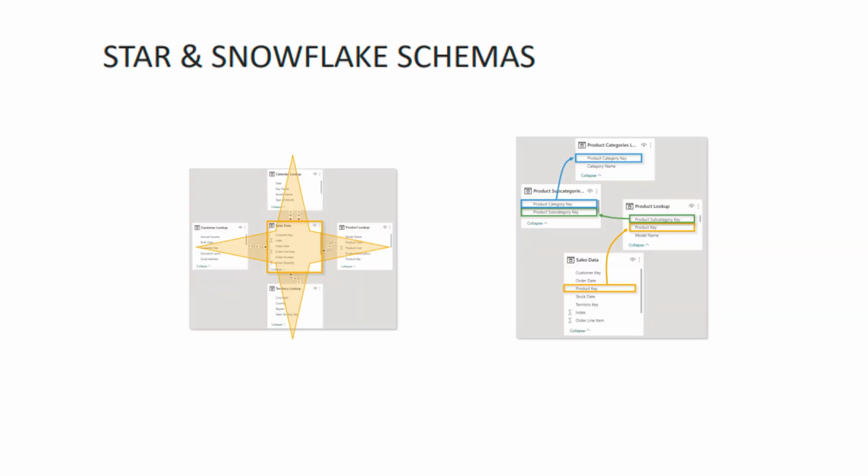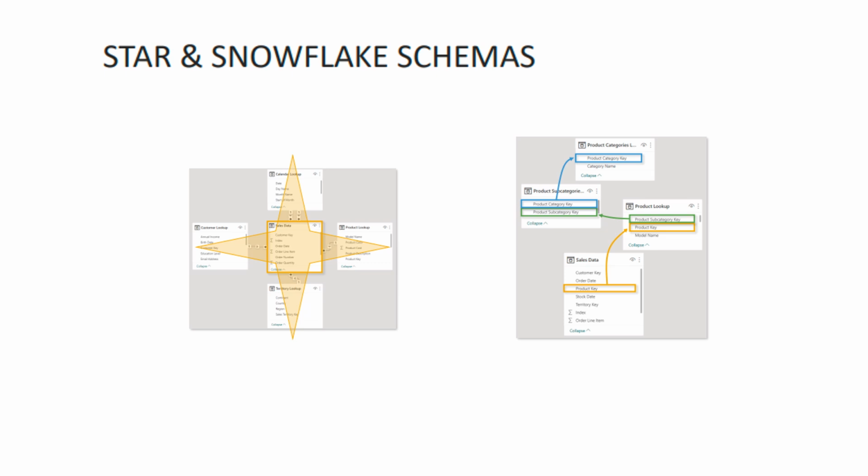Next one is star and snowflake schemas. Schemas are a description of the database. Here we have two types, star and snowflake. Let us discuss star schema first. This is the simplest and most common type of data model. It can be characterized by a single fact table surrounded by related dimension tables.